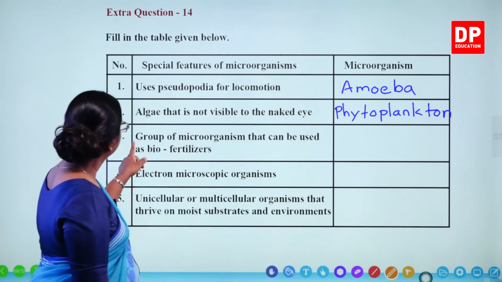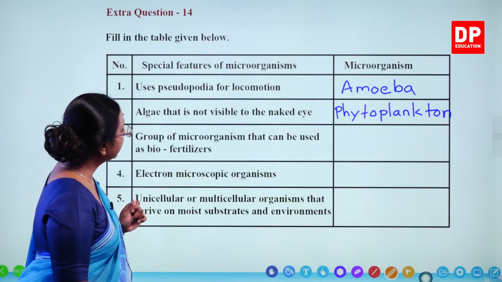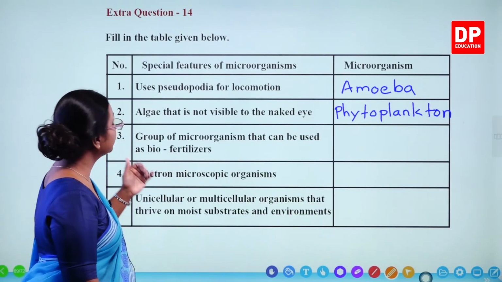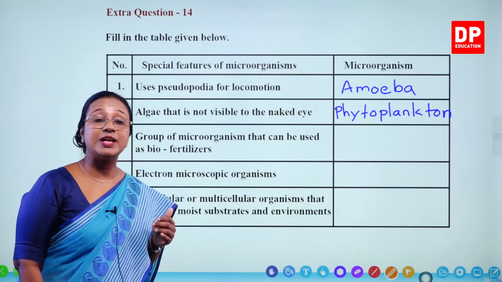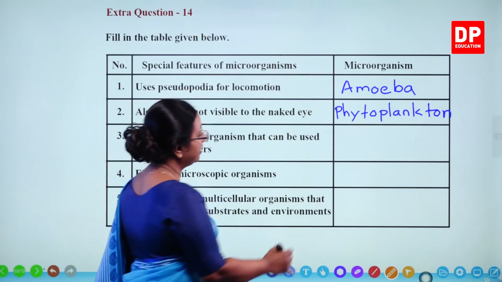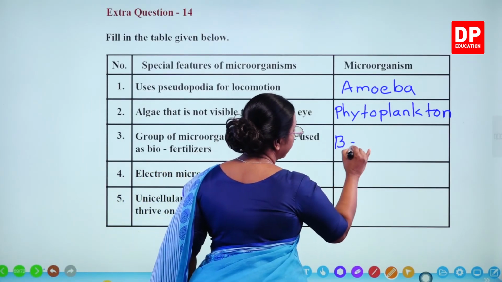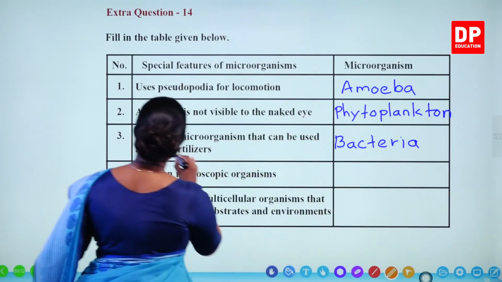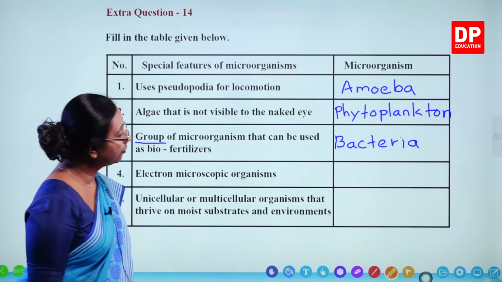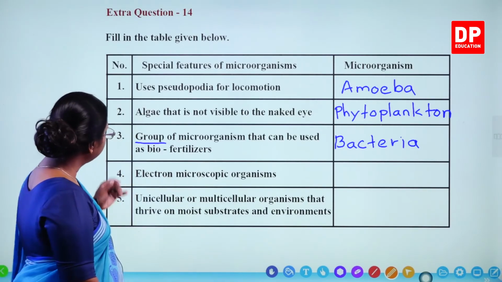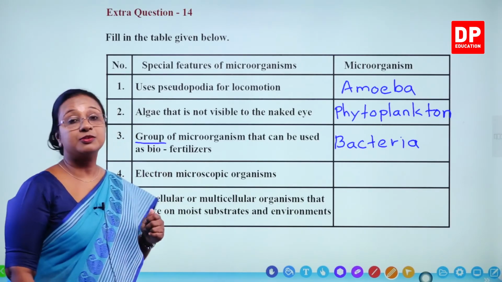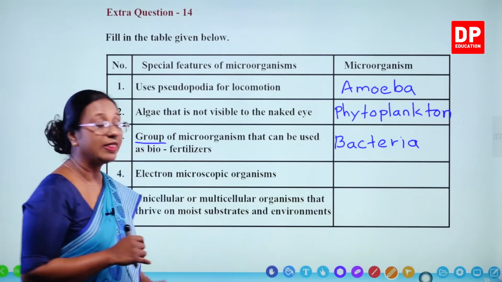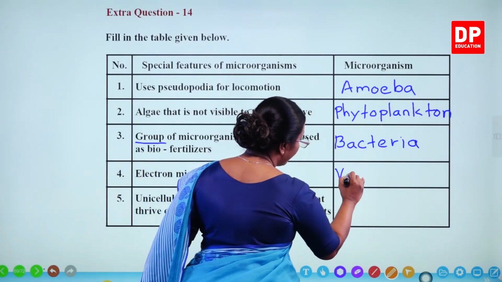Phytoplankton. Third one, group of microorganisms that can be used as biofertilizers. What are they? They are the bacteria. You don't have to write each example or the name. You have to say bacteria. Why? They have asked for the group bacteria. Then fourth one, electron microscopic organisms. You know that. They are the viruses.